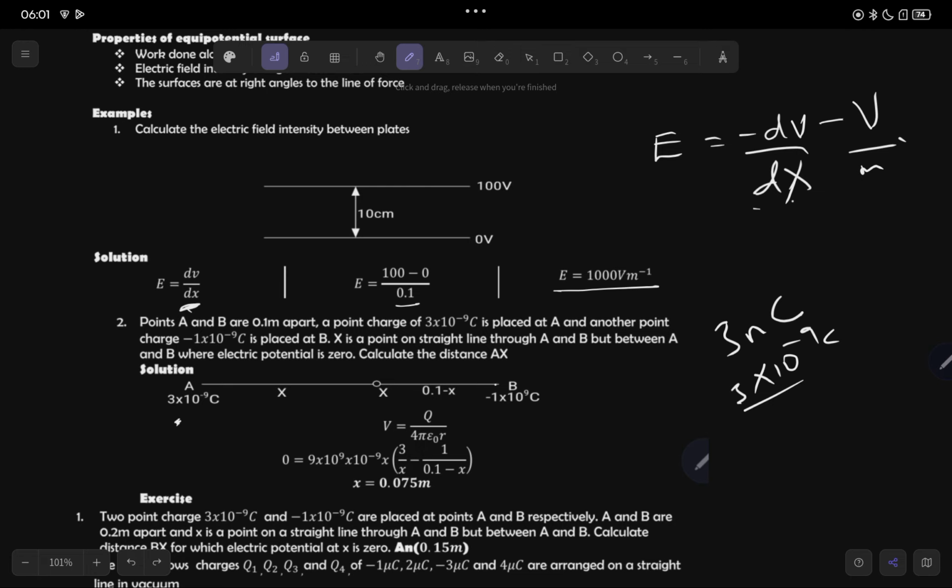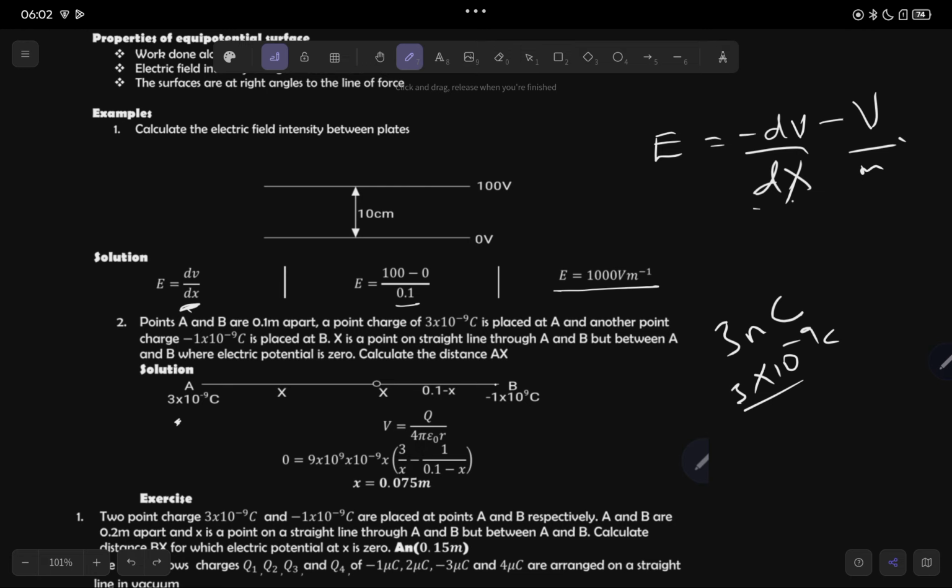Now, a straight line joins the 2 points, and along this straight line, between the points A and B, they say we should find how far this point is, so that at that point the resultant electric potential is zero, or we have zero electric potential at x. We use the word resultant because electric potential is a scalar quantity.